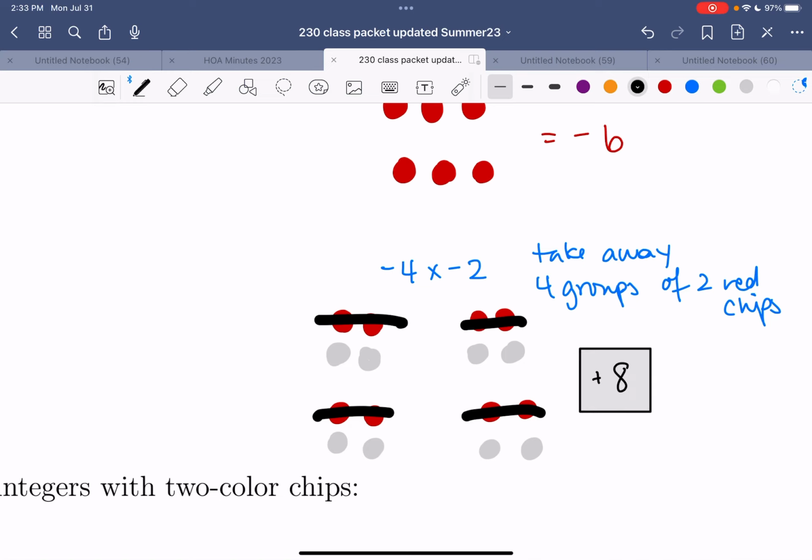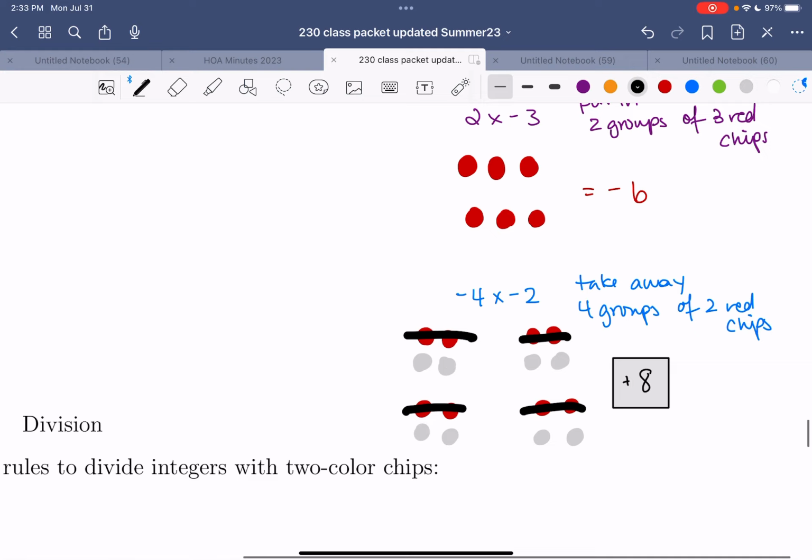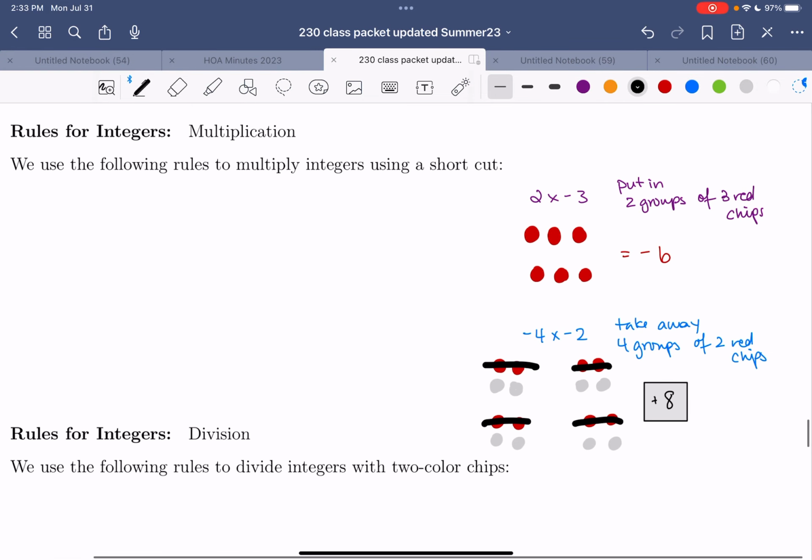Right? Okay. And so you can see that when you take 2 negatives and multiply them together, you're always taking away red things, right? Because the negative on the first means take away, and the negative on the second means red. So you're taking away red. And when you take away red, you're always left with white. So anytime you've got 2 negatives, you're going to take away red, which leaves you with a positive. So 2 negatives make a positive when you're multiplying.